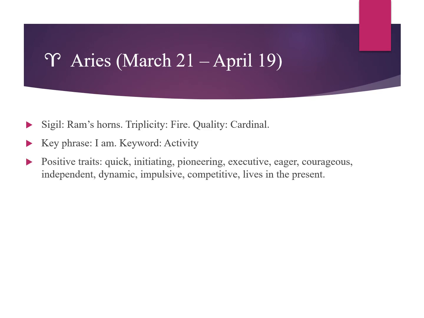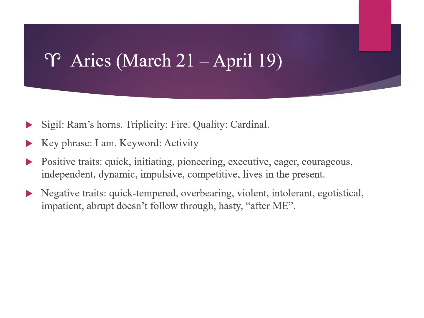On the positive side, it could be quick, initiating, pioneering, executive, eager, courageous, independent, dynamic, impulsive, competitive, and very much lives in the present. This is the key "I am" establishing and "I am creating" activity sign. On the negative side, it can be quick-tempered, overbearing, violent, intolerant, very egotistical, impatient, abrupt, doesn't follow through, can be hasty, and can be very self-centered or "after me."